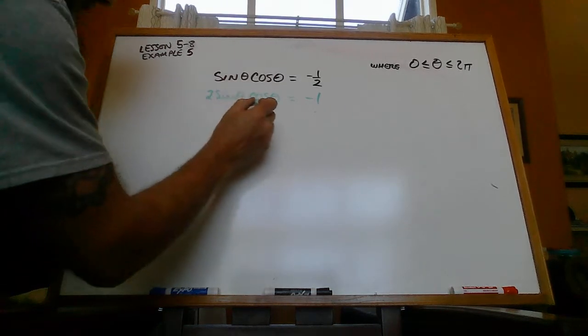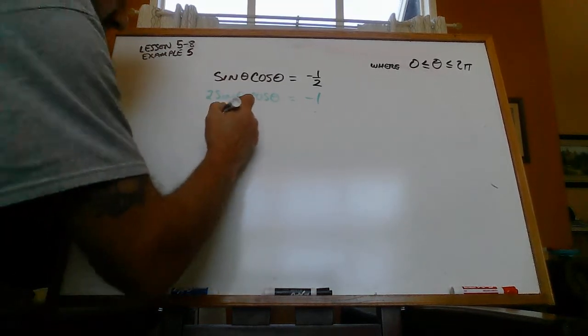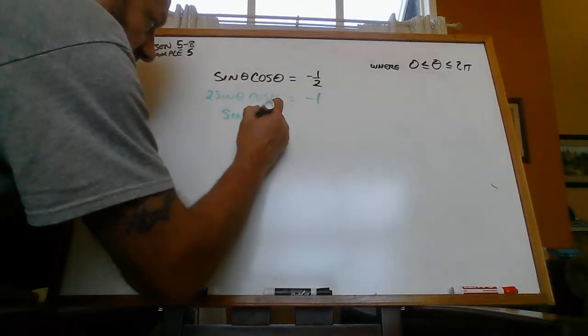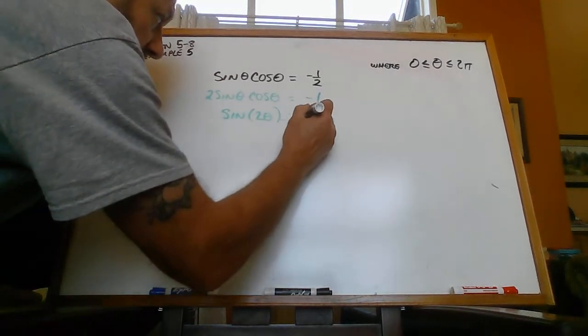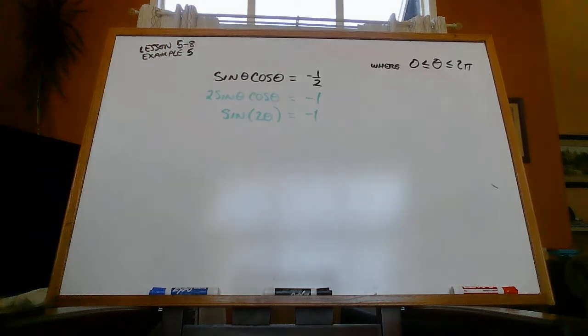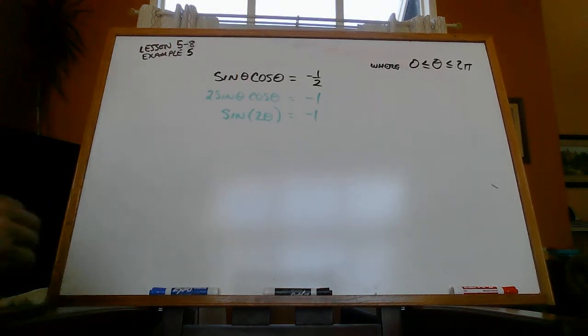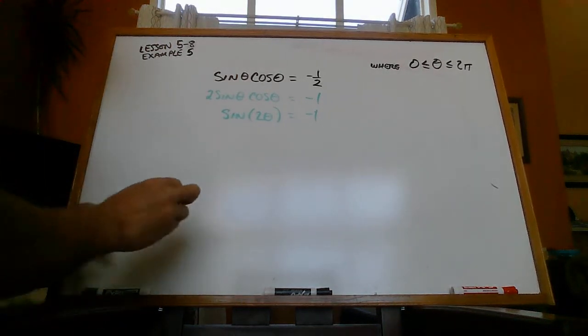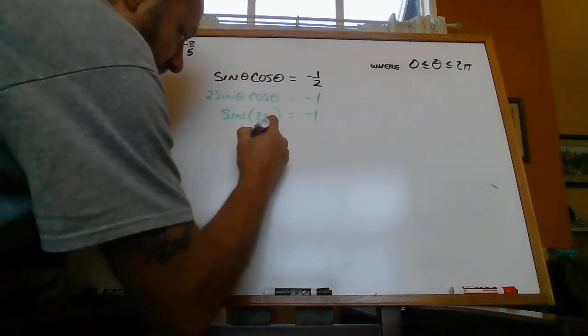Okay, now this is the double angle formula for sine. So this is actually sine 2 theta equals -1. And once you get to here, this is really pretty simple. So the next step is you're going to arc sine both sides.